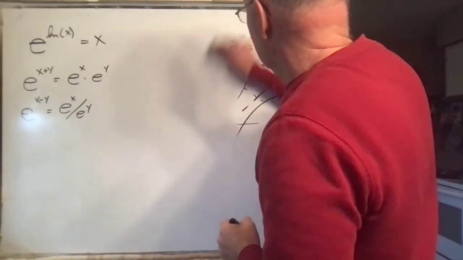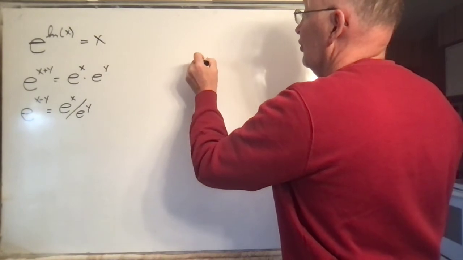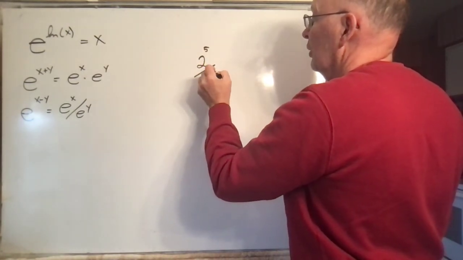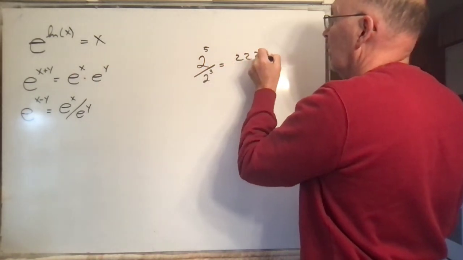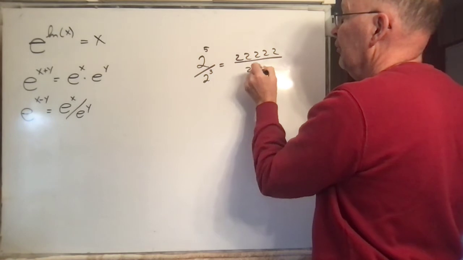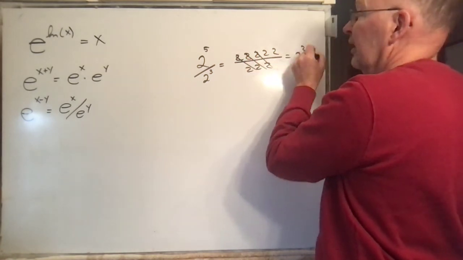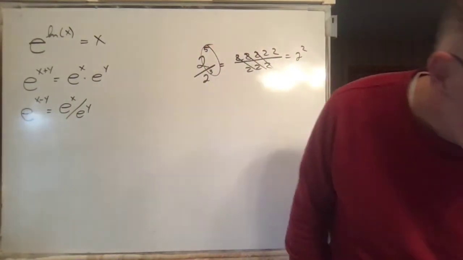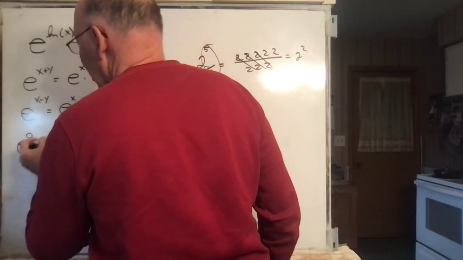I'll do it with 2 to the fifth divided by 2 cubed. That's 5 of them divided by 3 of them, and you end up with 2 squared. So you subtract the exponents. So that's true. e to the 0, just like 2 to the 0, is equal to 1.